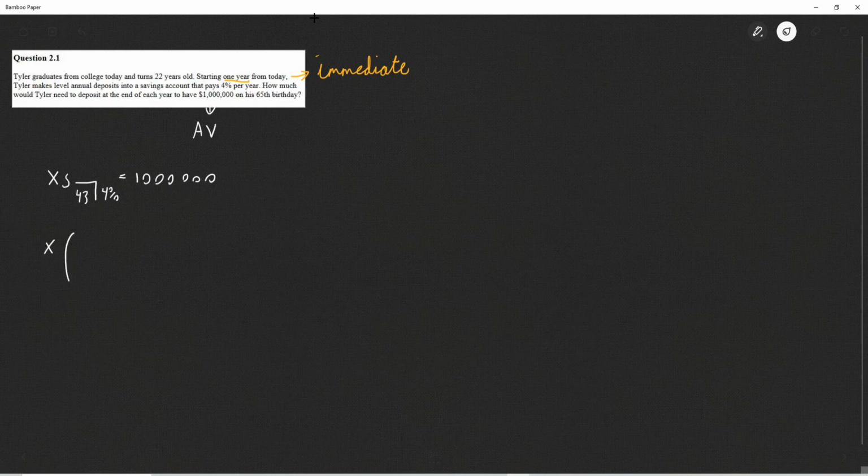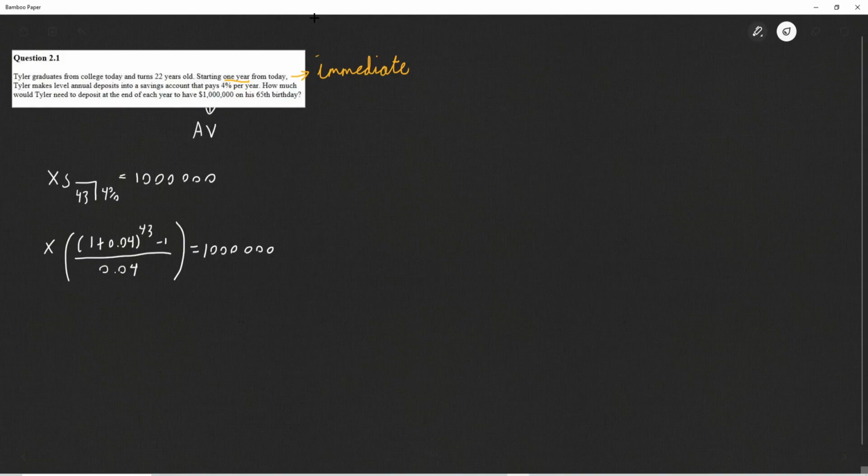So now we want to solve our S, which we can just use our regular formula. So we'll have X, and this will become 1 plus our value of i, which is 0.04, to the power of our n, which is 43. And then we're going to subtract 1 and divide it all by our interest, which is 0.04. And we're going to set this equal to 1 million.